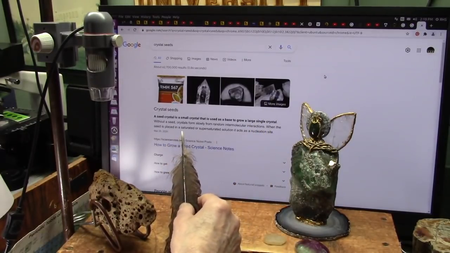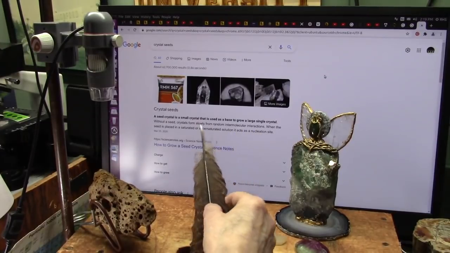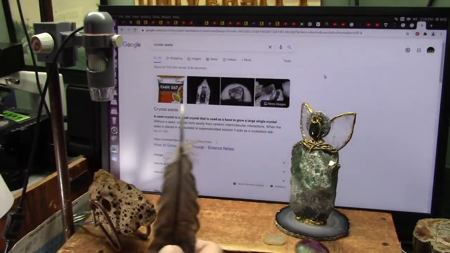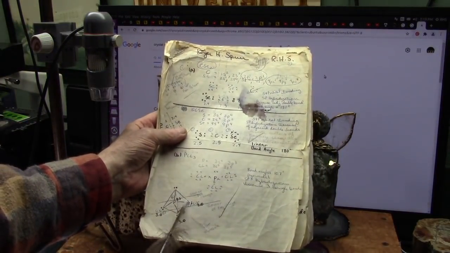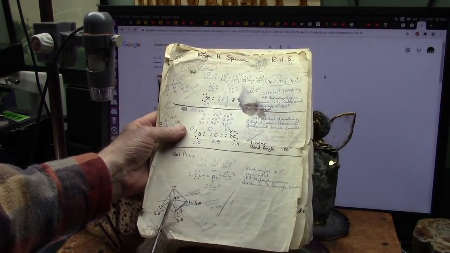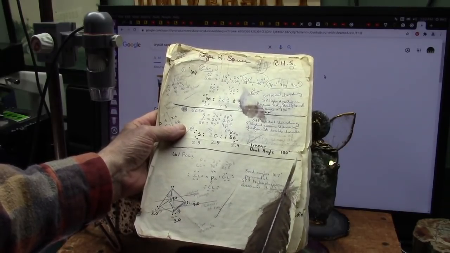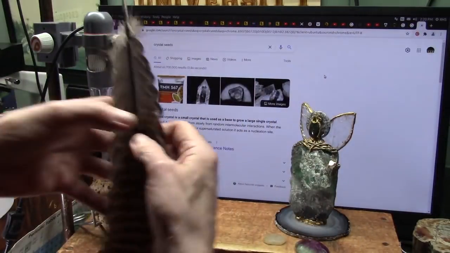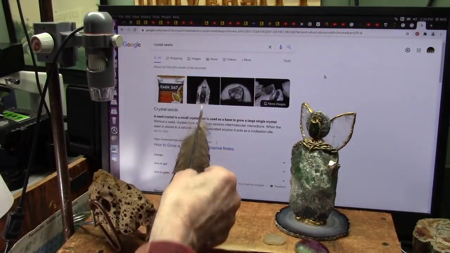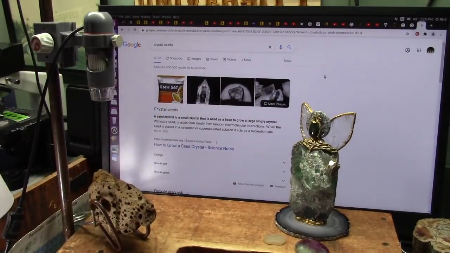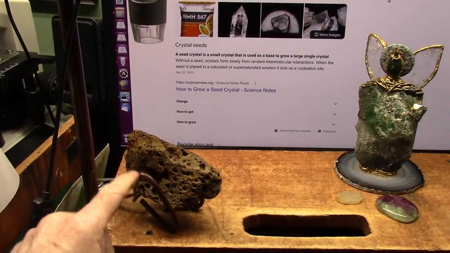When the seed is placed in a saturated or supersaturated solution, it acts as a nucleation site. And then, as I showed you, if you have the right starting one, they have to line up together. There's no option. They have to, because they will only accept a certain set of molecules attaching in a perfectly lattice relationship. And that's how you get these crystals with these points and everything. That's all natural.